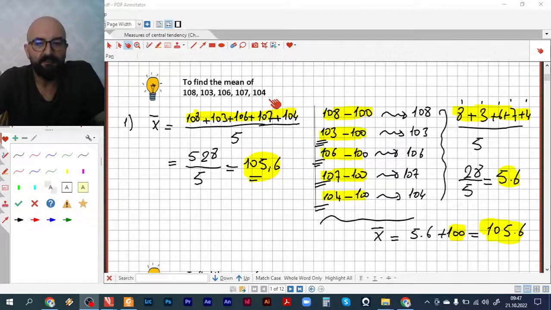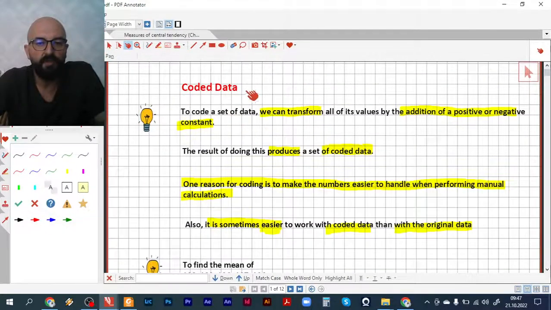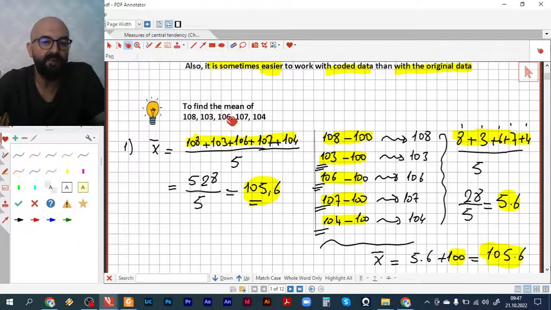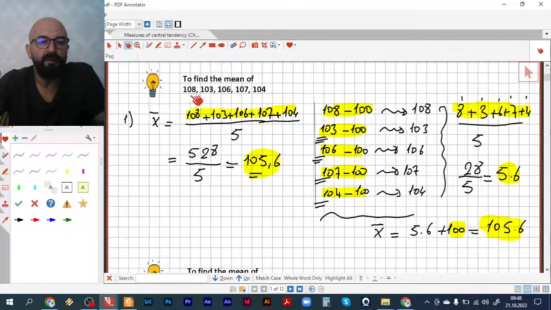Now, in this lesson, we will go on where we stopped. As you remember, we studied coded data for computing the mean. When we have large data, we can use small data instead of the large data. As you remember, we have some numbers.